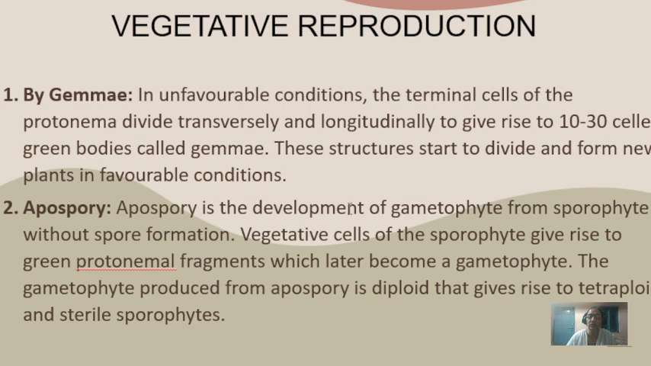Apospory is the development of gametophyte from the sporophyte without spore formation. Vegetative cells of the sporophyte give rise to green protonemal fragments which later become the gametophyte. The gametophyte produced from apospory is diploid and gives rise to tetraploid and the tetrasporophyte.